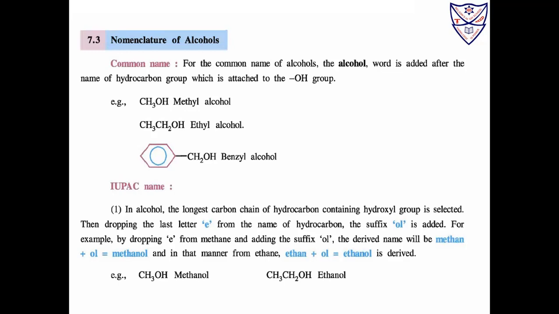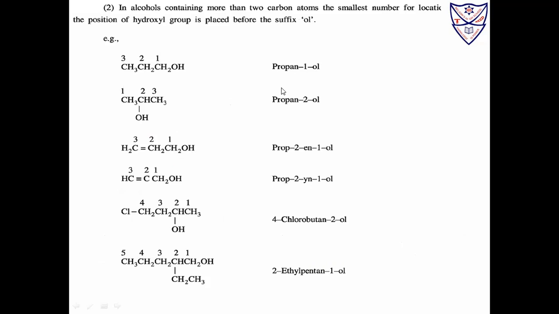For example, by dropping E from methane and adding the suffix OL, the derived name will be methanol. In the place of E, add OL. So it's methanol. For ethane, instead of E, add OL. There is ethanol. CH2OH. Let's study here. That is the same pattern over here.